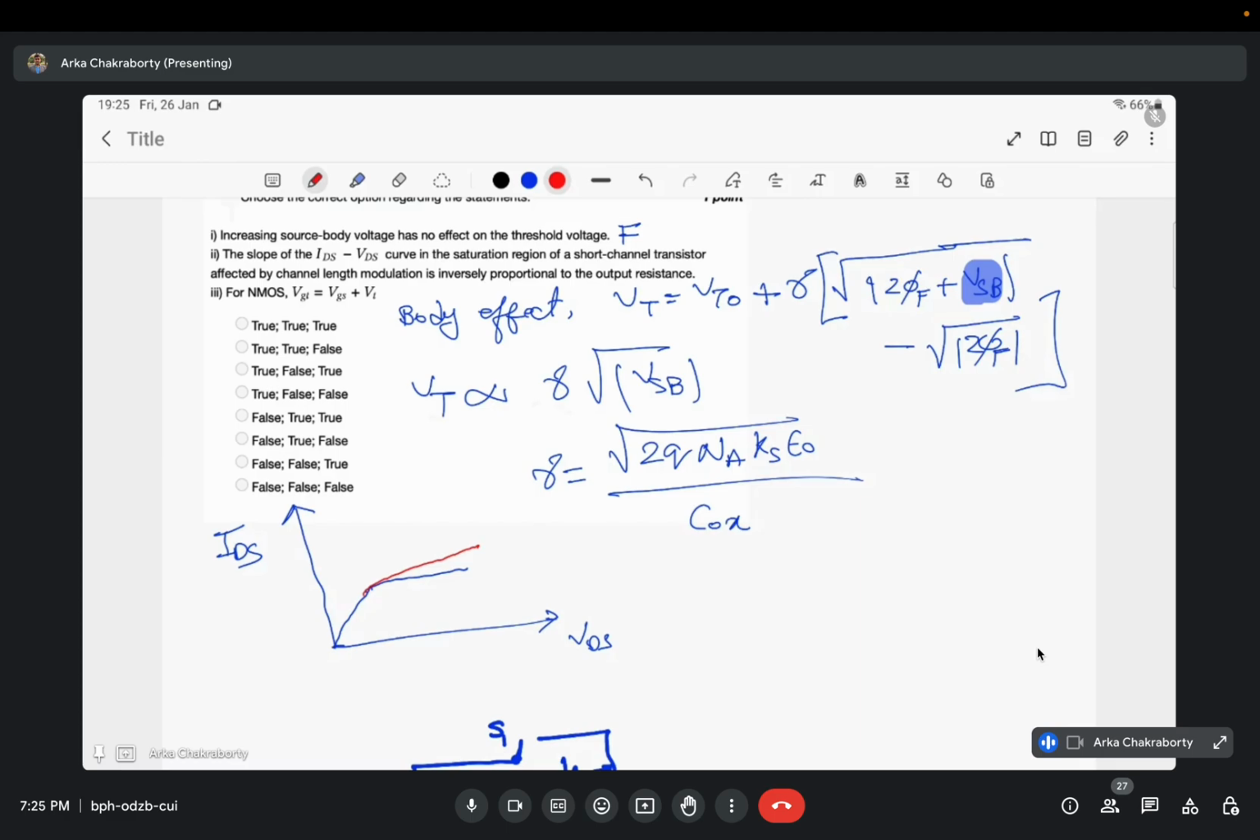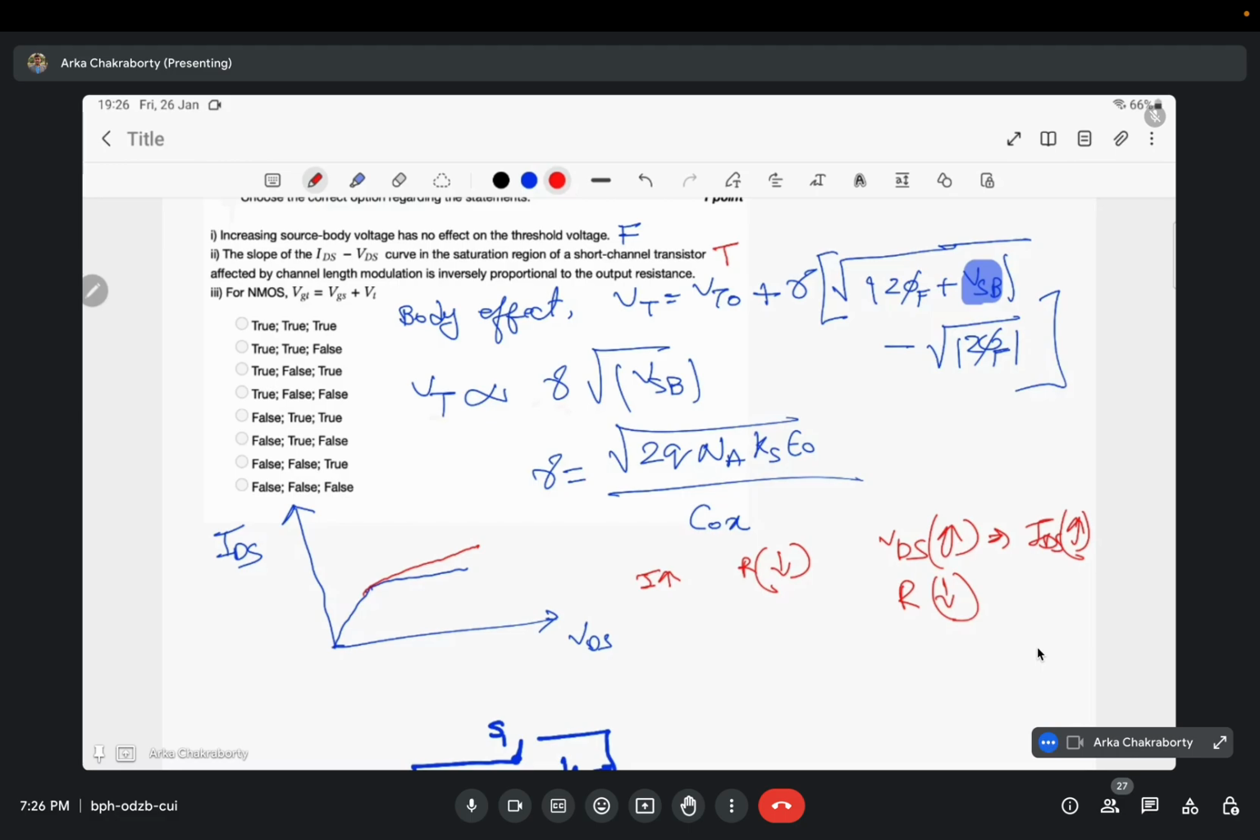You can understand from here, as my current is increasing with VDS, my resistance is decreasing with VDS. So as VDS is increasing, IDS is increasing, so R is decreasing. So it is true. Fine.